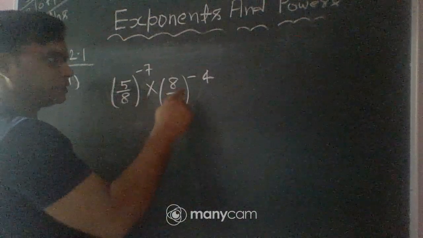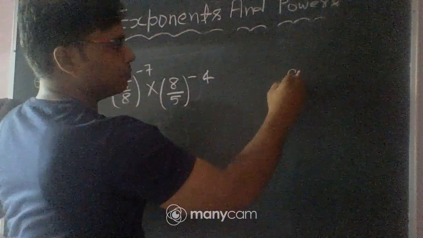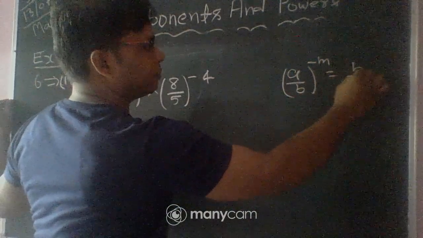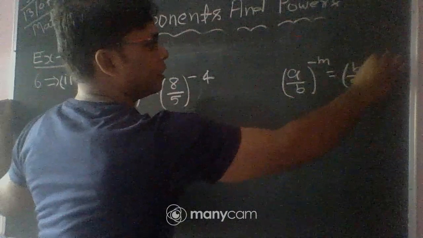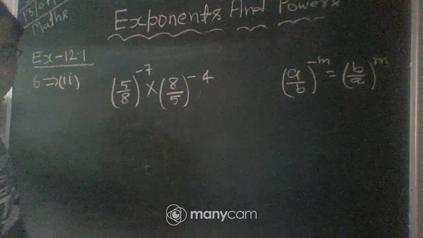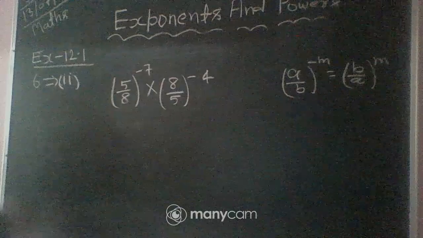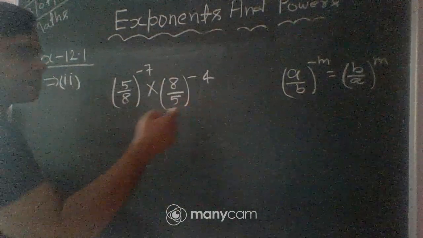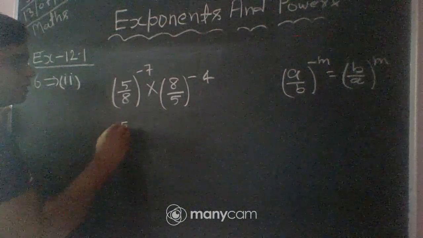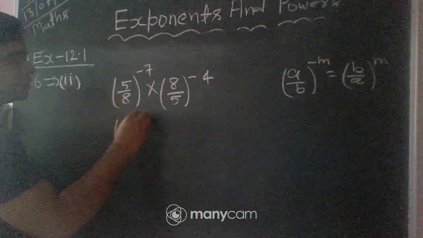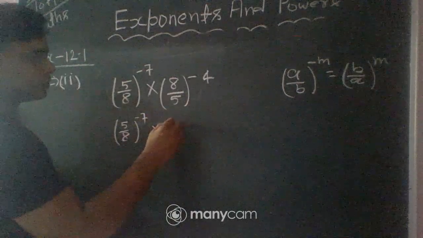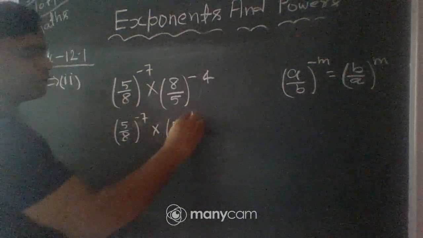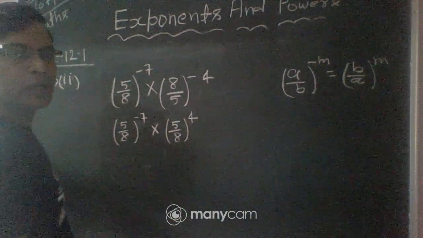So first we change it. You know, a by b power minus m is equal to b by a power m. Clear? So according to this law, we can write it (5 by 8) power minus 7 into it becomes (5 by 8) power 4. Clear?